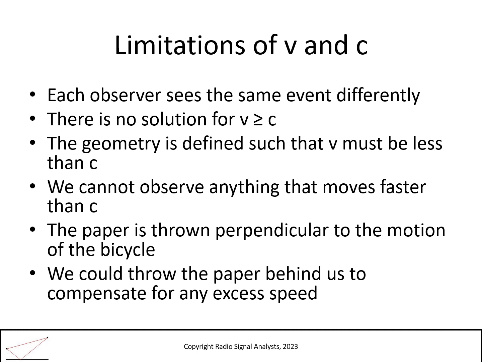But in practice, this means that the paper cannot land on the porch unless the paperboy moves slower than the newspaper. To make our analogy clear, the math states that we cannot observe anything that moves faster than the speed of our information. This problem is defined such that the paper is thrown perpendicular to the motion of the bicycle. However, we could throw the paper behind us to compensate for any excess speed. There are still a range of angles for which we can throw the paper and still land it on the porch.